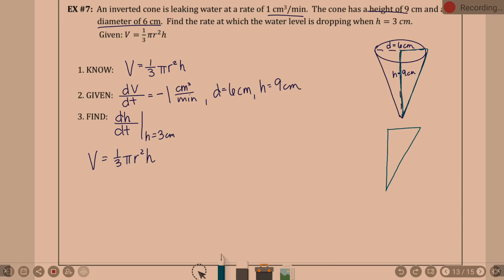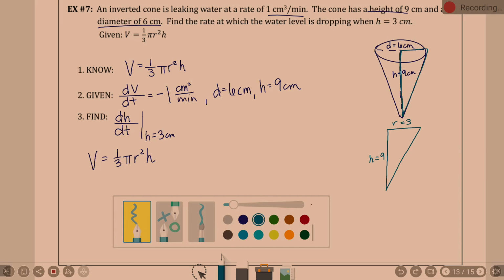This triangle has a height of 9 and a base of 6. Basically, it's the radius of 6, yes? Wait a minute, 3. Oh, a radius of 3. Sure. It is the base, I agree. I'm calling it the radius just because I'm trying to keep it in terms of a cone. It is the base of the triangle, I'm with you. Are you with me why I said 3 and not 6? Yes. Okay.